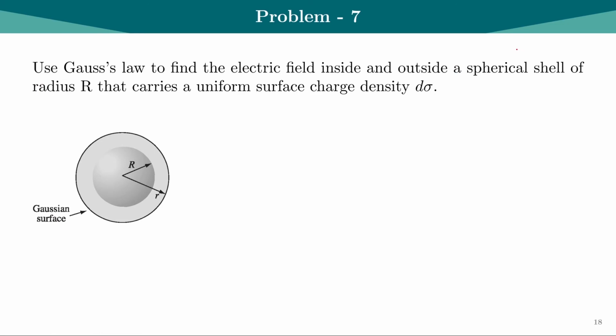Now, problem 7 is to use Gauss's law to find the electric field inside and outside a spherical shell of radius capital R that carries a uniform surface charge density sigma. The relationship between dq and sigma, if you remember, is given by dq equal to sigma times dA prime. Now let's try to find the electric field inside this spherical shell. We have Gauss's law given by the closed integral of E dot dA equal to Q enclosed over epsilon 0.